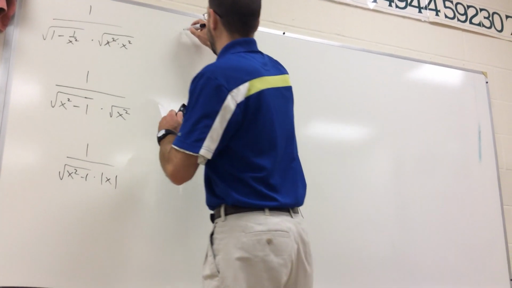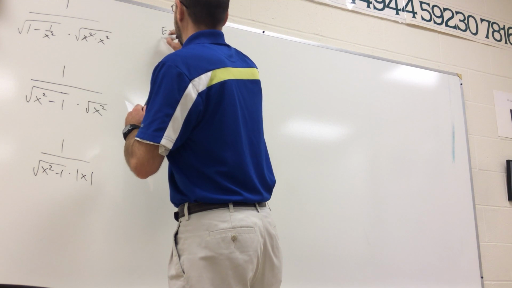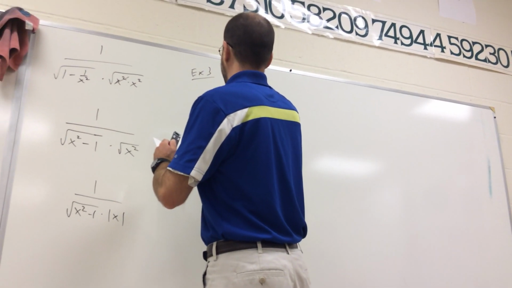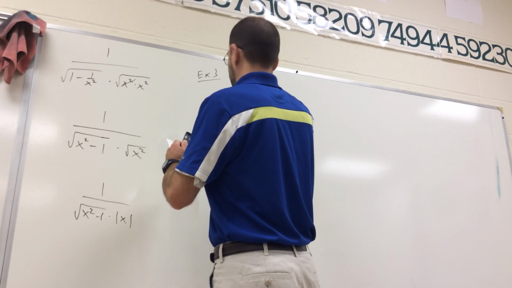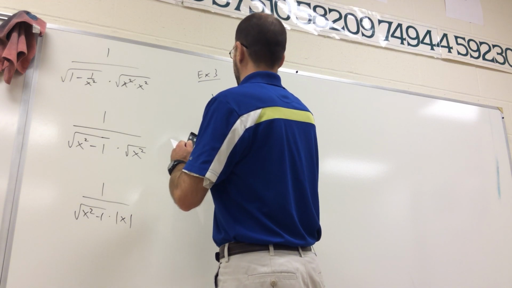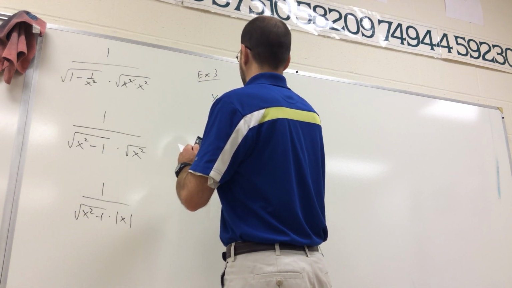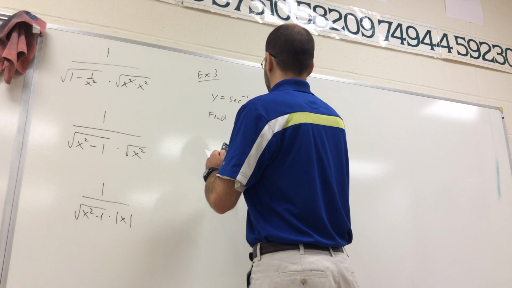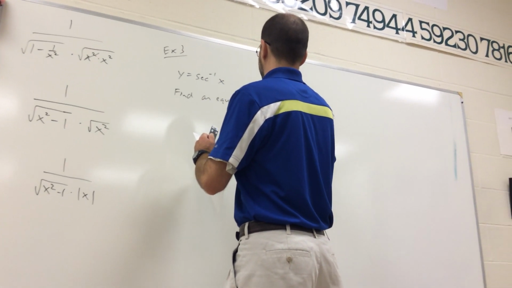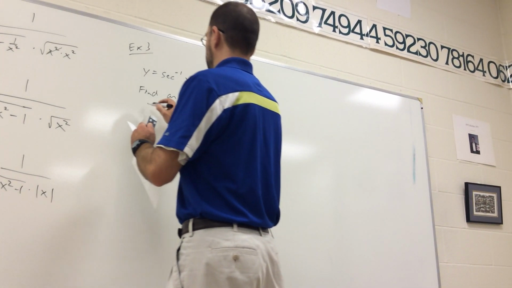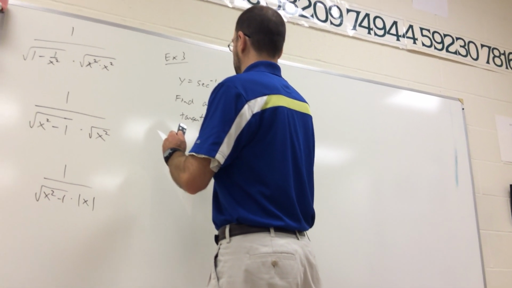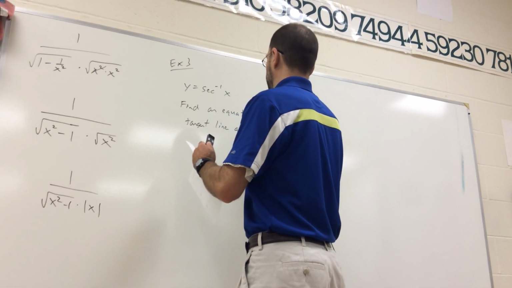So this is example 3. We got y equals inverse secant of x, and we're going to find an equation for the tangent line at x equals 2.